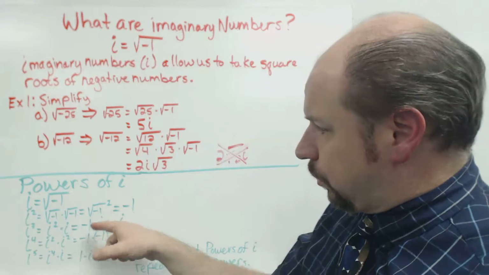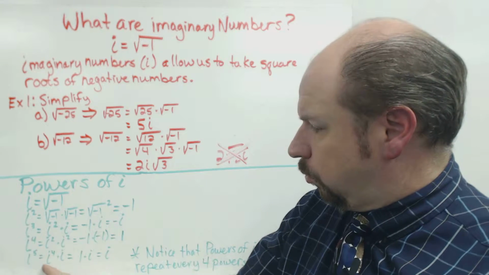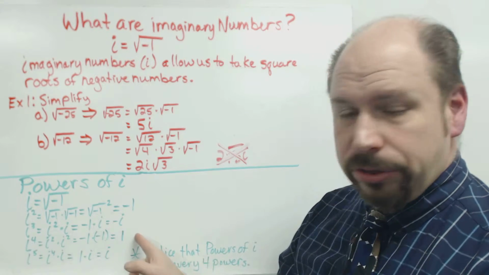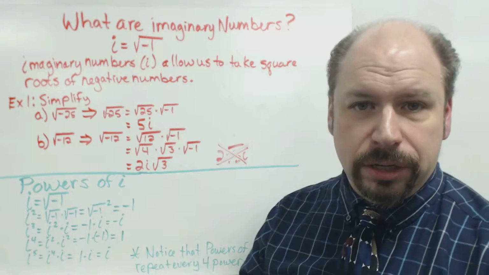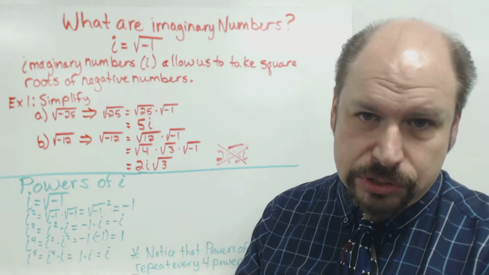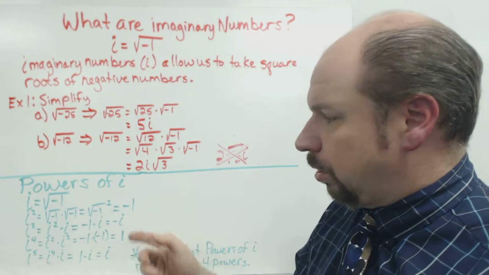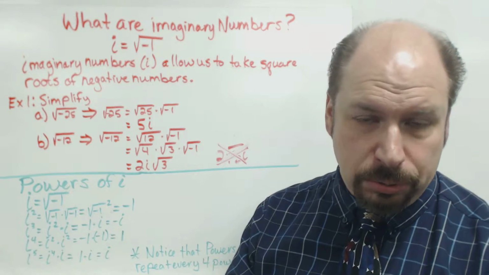Also, thinking backwards, if we go backwards, i to the 0 power would be the same as i to the fourth, which is 1. And we've already discussed before that anything to the 0 power is always just 1. So i to the 0 still fits that same pattern for imaginary numbers as it does with real numbers.